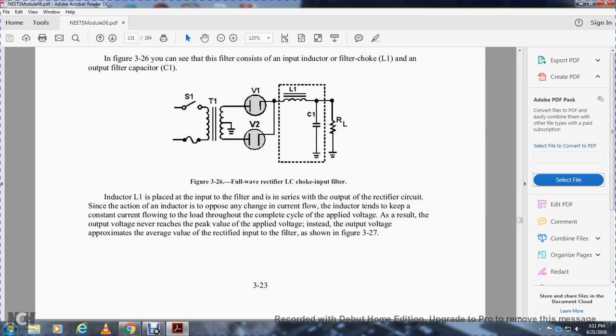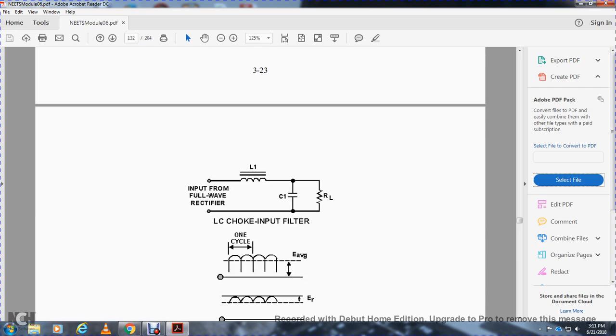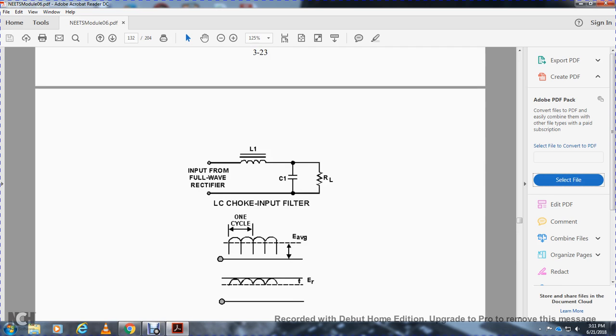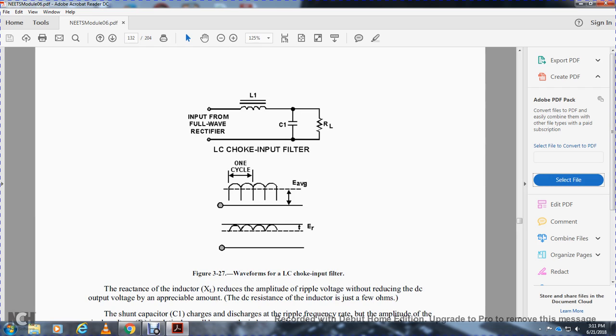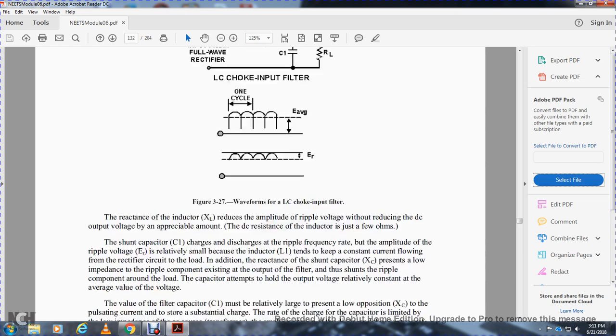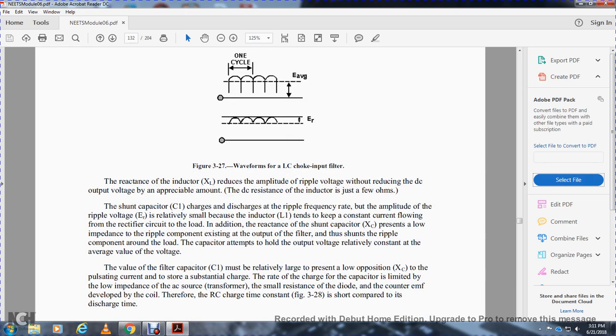Instead, the output voltage is approximately the average value of the rectified input of the filter, as shown in figure 3-27. Input from the full-wave rectifier, LC choke input filter: inductor, capacitor, resistor load, the half-cycle average. The reactance of the inductor, XL, is implied with the amplitude of the ripple voltage, reducing the DC output voltage an appreciable amount. The DC resistance of the inductor is just a few ohms.